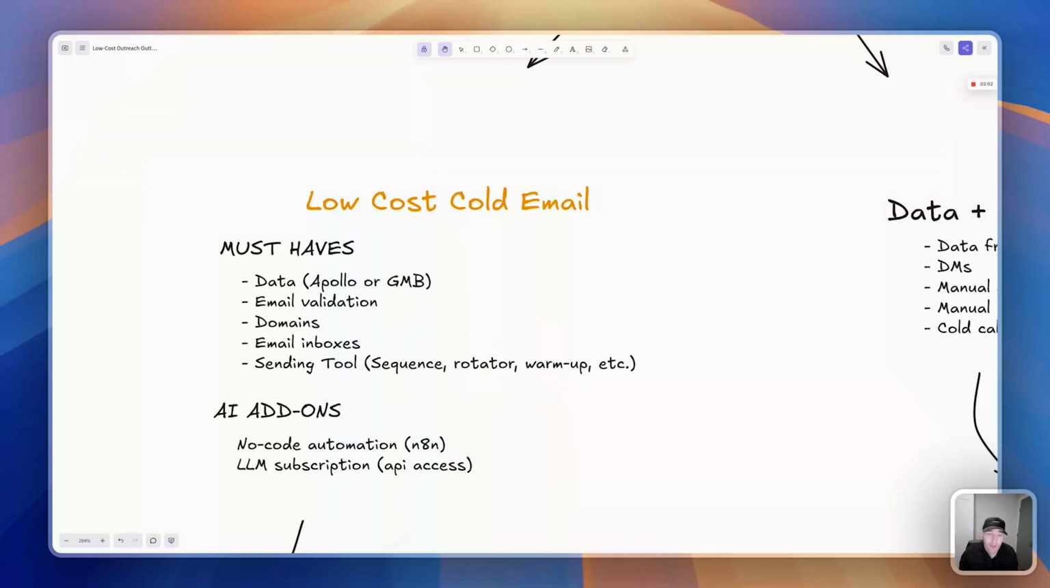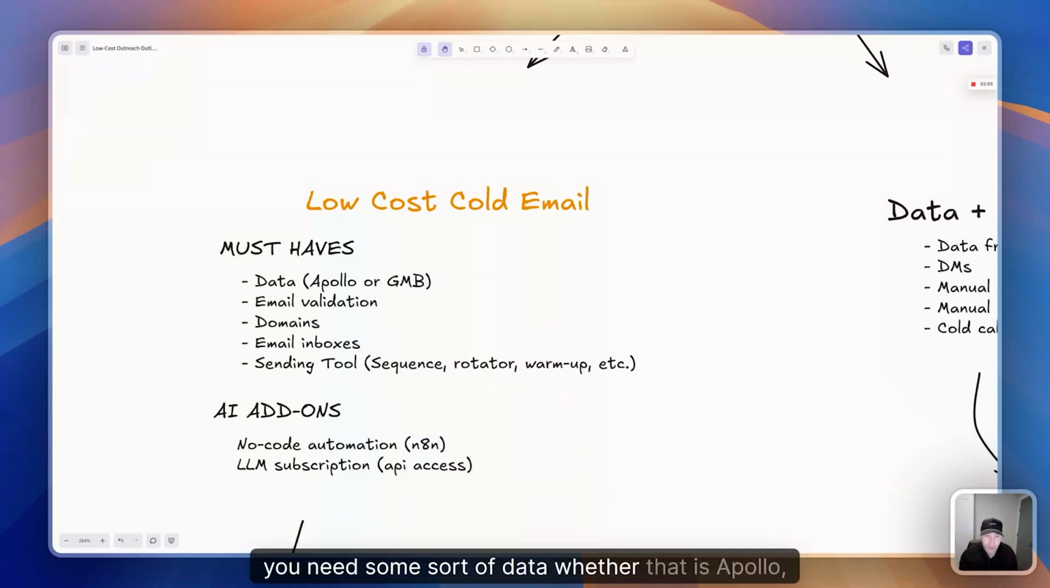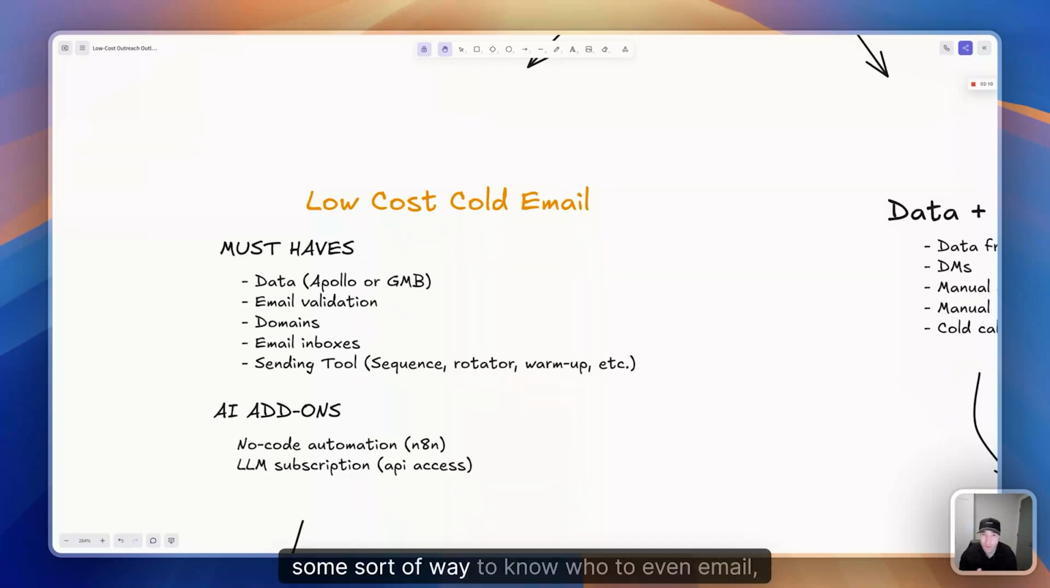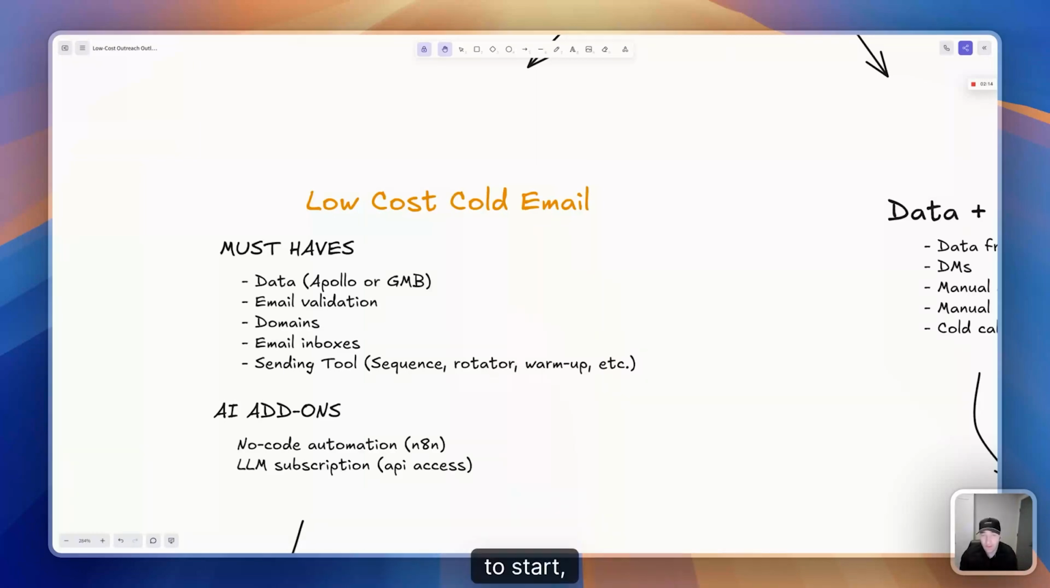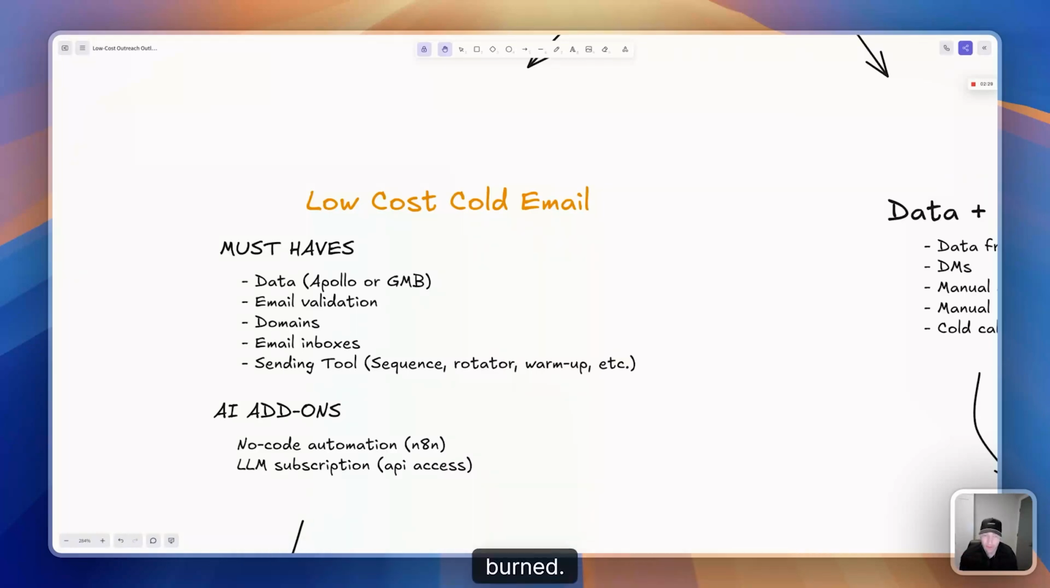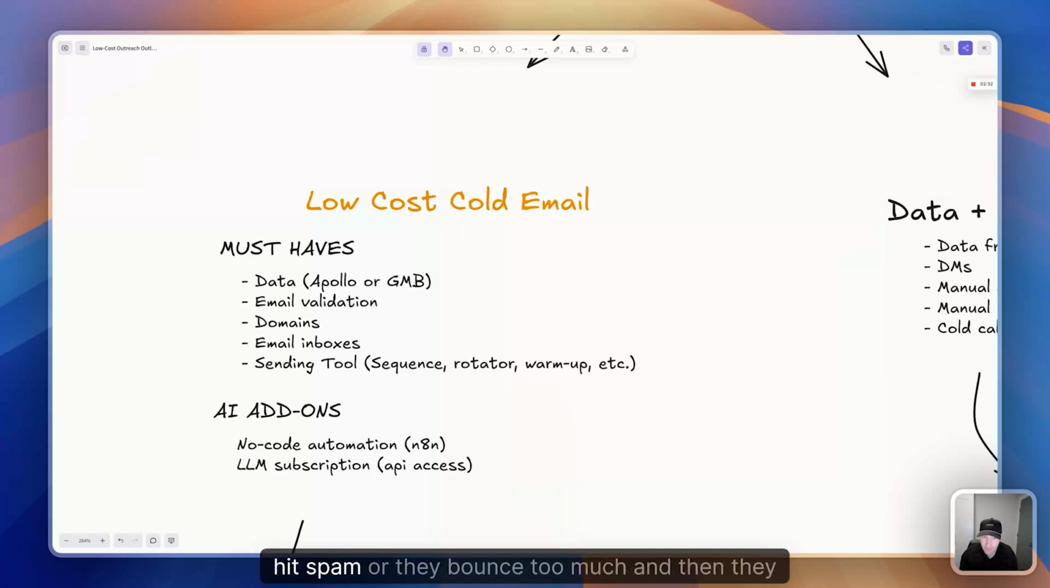So, must-haves for this. Like I was saying, you need some sort of data, whether that is Apollo or Google My Business scraping, some sort of way to know who to even email and reach out to start selling your services. And then the next thing you're going to need is some email validation. You're going to need some domains. You always want to get fresh domains for your cold outreach, just because those will eventually get burned. They will eventually hit enough people where they hit spam, or they bounce too much, and then they will start getting red flagged, and you will not end up in inboxes. And that's the number one thing you need to have when you're doing cold outreach. You need people to see your emails, right? So it's super important to get that right.